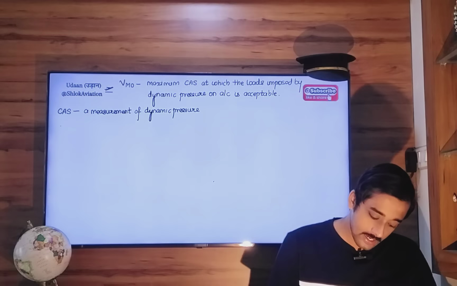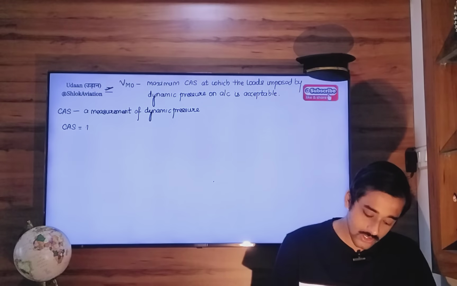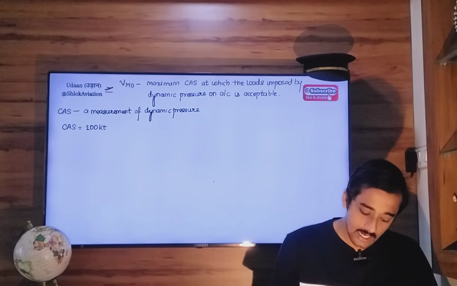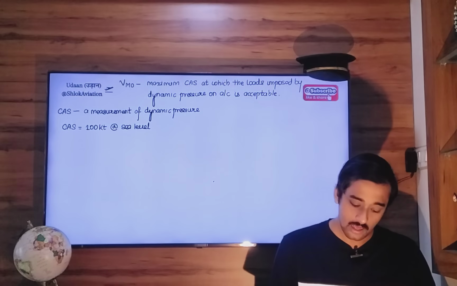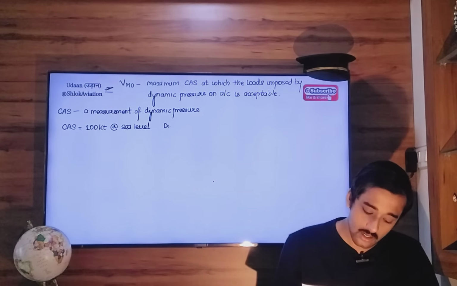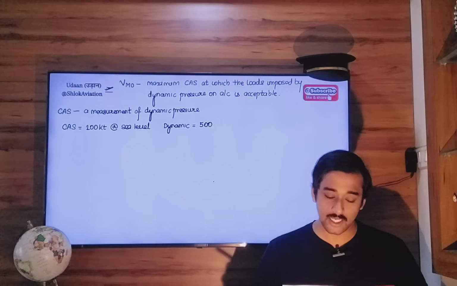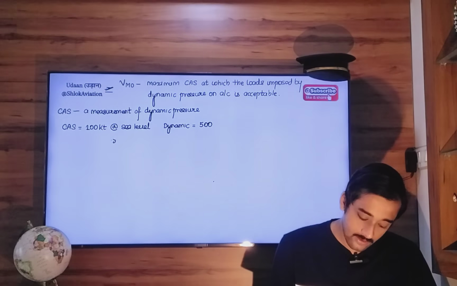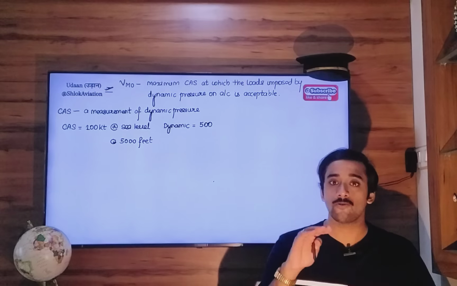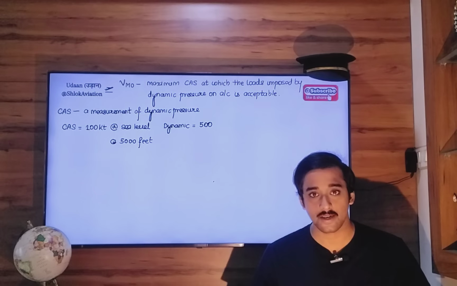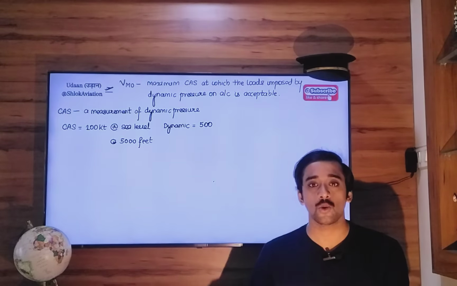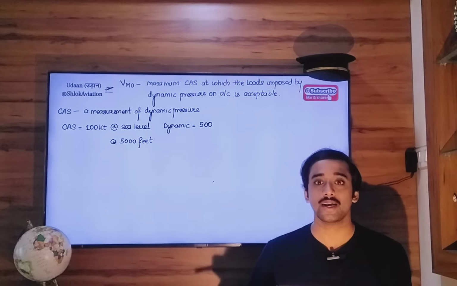So now if you want to fly at a calibrated airspeed of, let's say, 100 knots at sea level, you require, let's say, a dynamic pressure of 500. Now you go to higher altitudes. When you go to higher altitudes, let's say you go to 5,000 feet. Now at 5,000 feet, the atmospheric pressure is going to decrease. As you go to 5,000 feet, atmospheric pressure goes on decreasing. So the calibrated airspeed information shown to you by the airspeed indicator will also start decreasing in value.